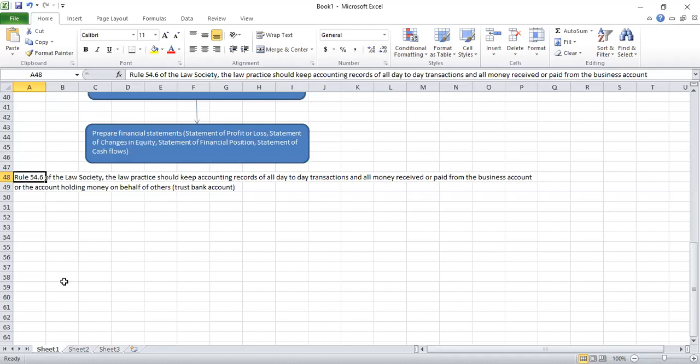Right. So we're saying the first thing that happens when the transaction happens, we have to record in the source documents, the receipts and stuff like that. Right. So now let's look at the different books of original entry.